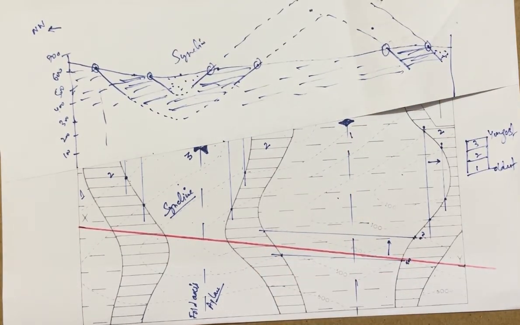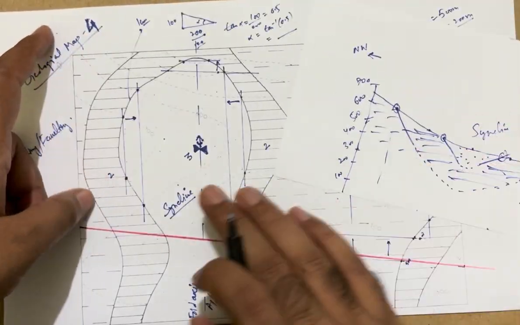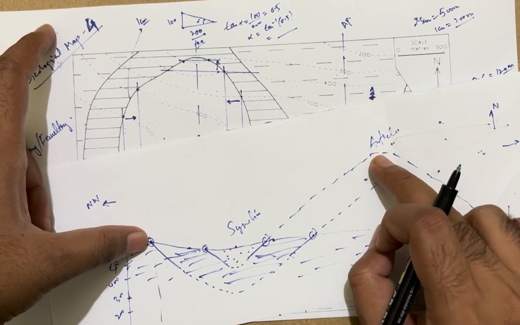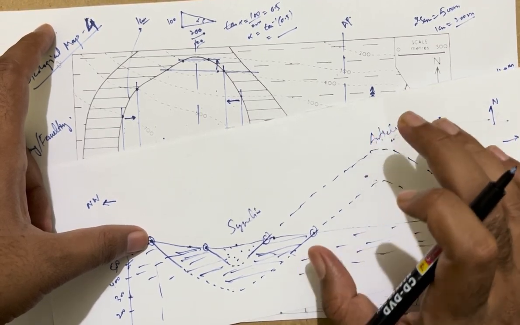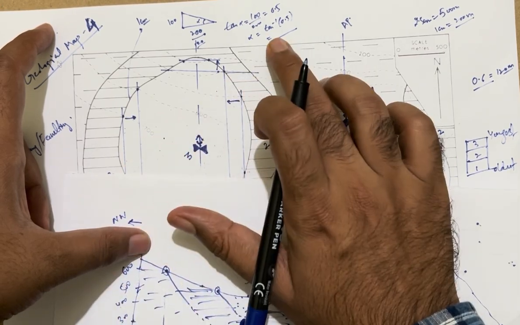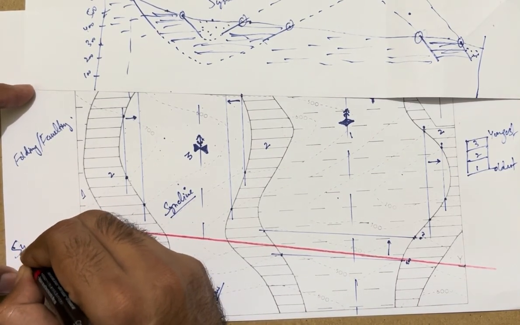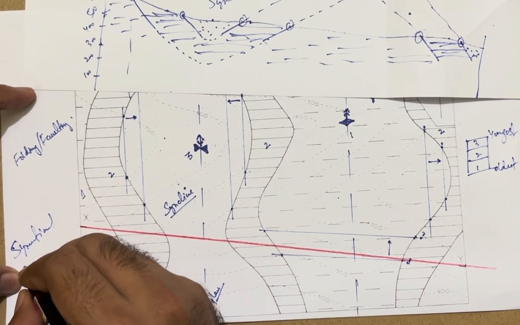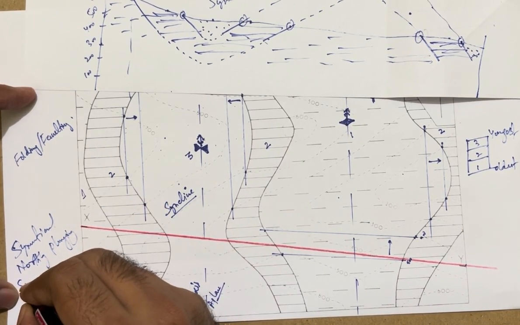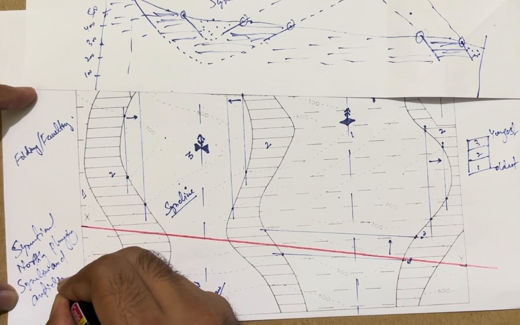This part is plunging. This syncline is plunging toward north, and the anticline is also plunging toward north. It is symmetrical, and all the limbs have an equal amount of dip, so we can say that it is a symmetrical, northerly plunging syncline and anticline fold.